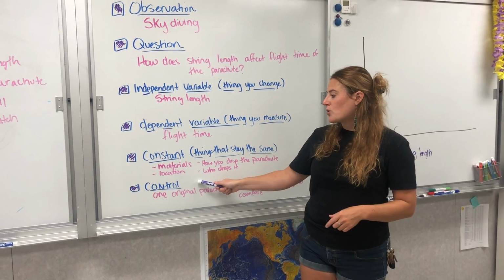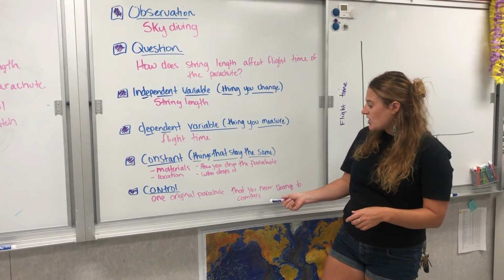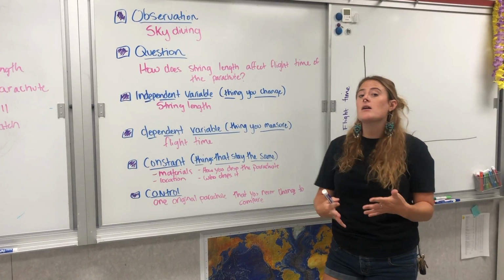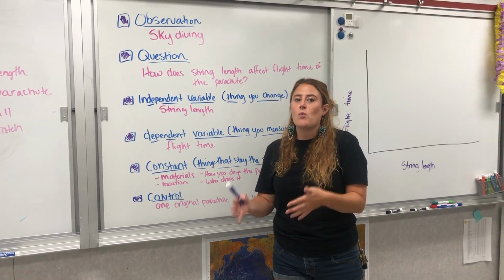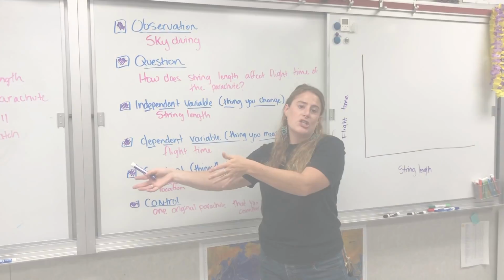Also, we want a control. So one original parachute that never changes to compare to all of the other parachutes. So we want one that never changes, while the things we test are constantly changing.